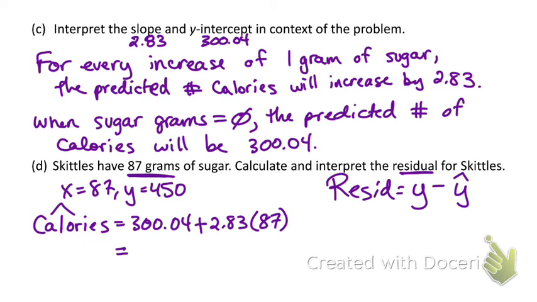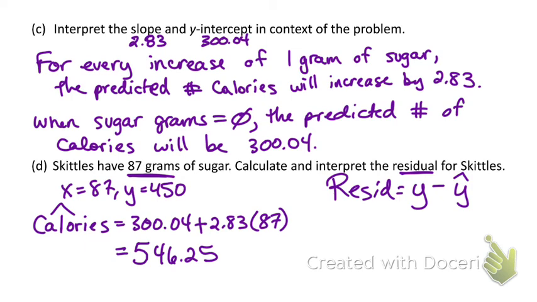What'd you get? 546.25. Whoa! You guys, look at this. Skittles only have 450 calories. They're supposed to have 546. Skittles is a health food.